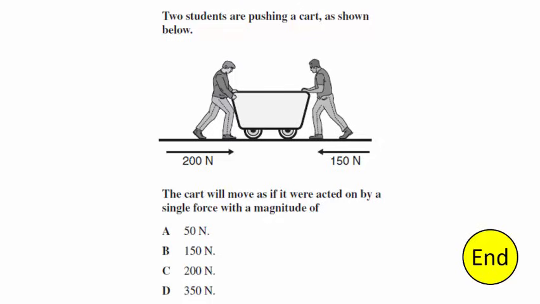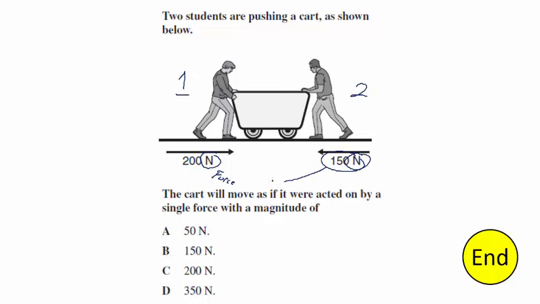Two students are pushing a cart as shown below. When I think of this scenario, first off, newtons are how we measure force. So these guys are applying force in the direction of the cart, so they're pushing it towards each other. It looks like guy number 1 here is a little bit stronger than guy number 2. So how do we figure all this out? I always thought of it like this.